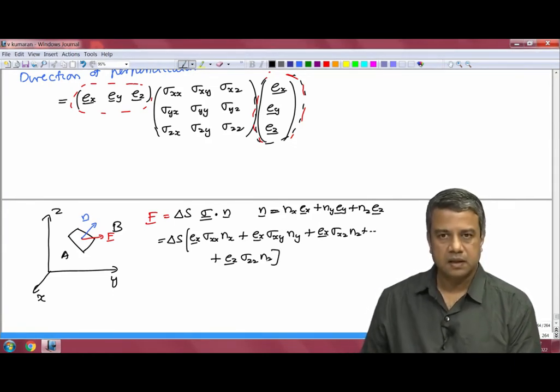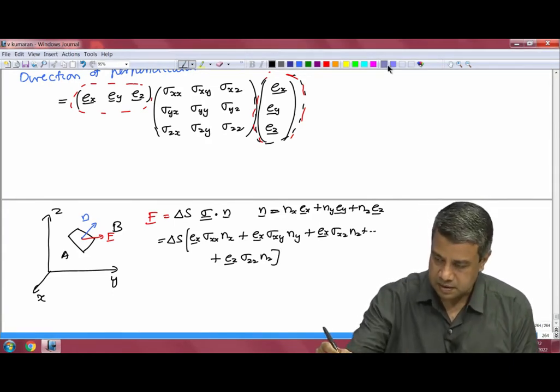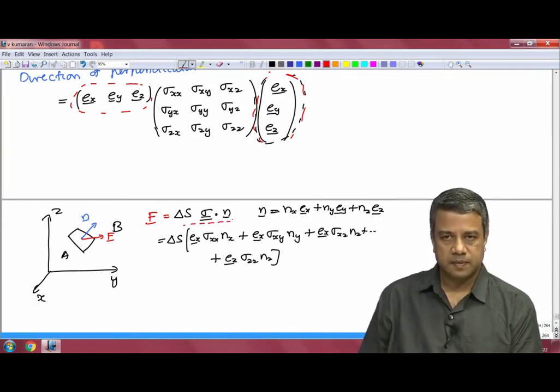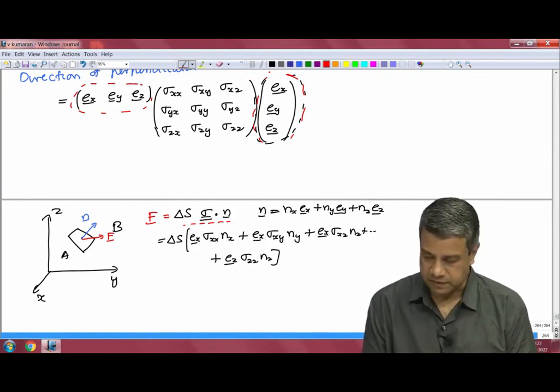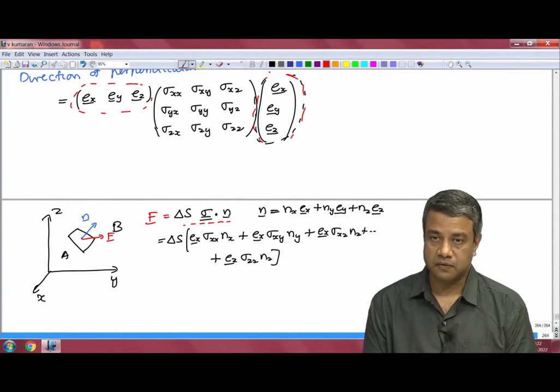This resultant dot product is a vector, as you would expect the force to be. The force is also a vector. So, this is how you calculate the force at a surface.